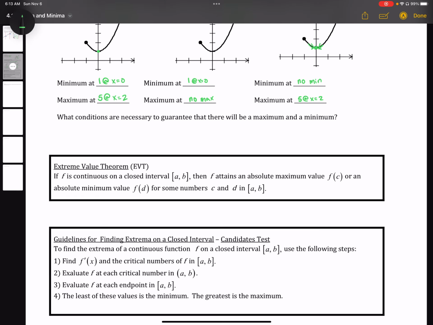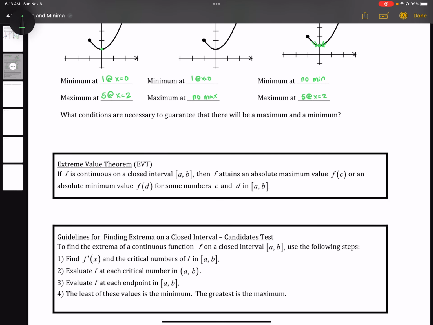So we have this thing called the extreme value theorem, and it'll say more mathematically what we started with at the beginning of the video, that if a function is continuous on a closed interval, it has to have a maximum value and a minimum value on that interval. It might be the endpoints, it might be where the derivative is equal to 0 interior to the interval.